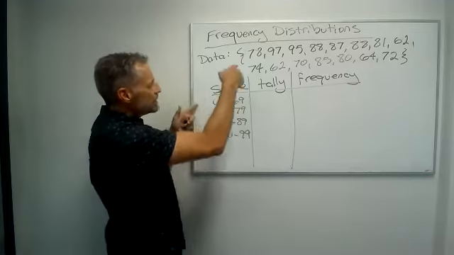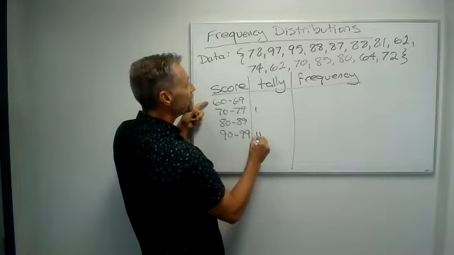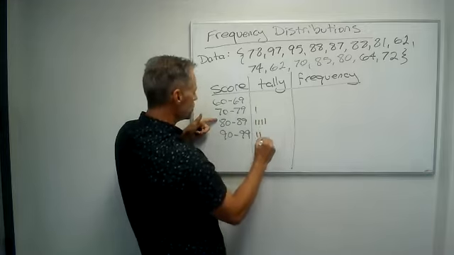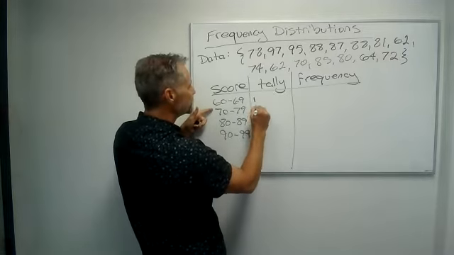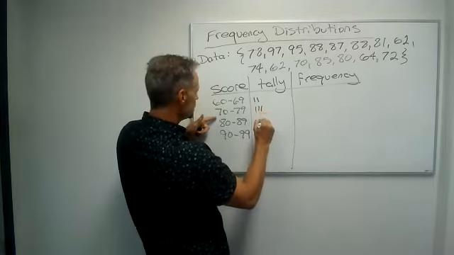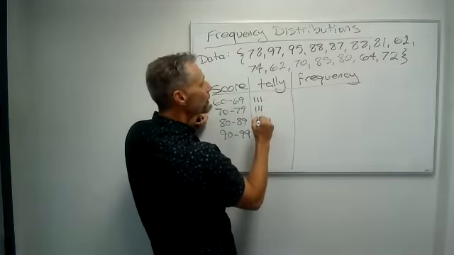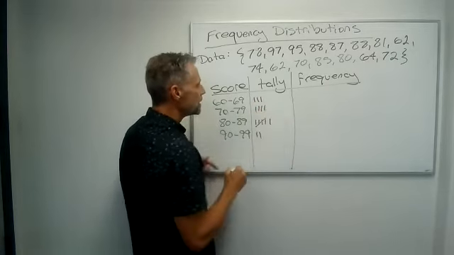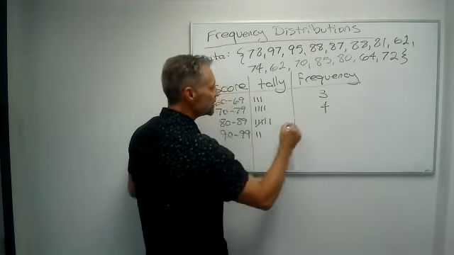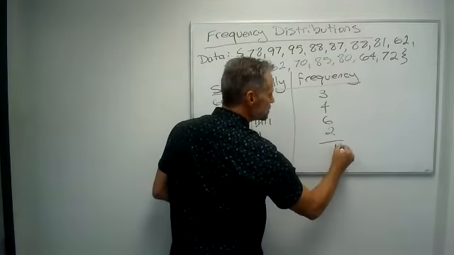So when I go through and tally, oh, there's a 78, there's a 97, there's a 95, there's an 88. So I'm just putting in what group it goes in: 87, 88, 81, 62, 74, 62, 70, 85, 80, 64, and 72. So I can just count these up. Oh, there were 3 of these, there were 4 of these, there were 6 of these, and there were 2 of these. And so that's my 15.